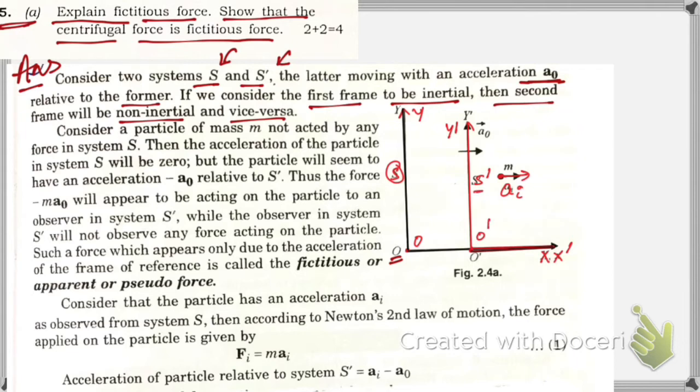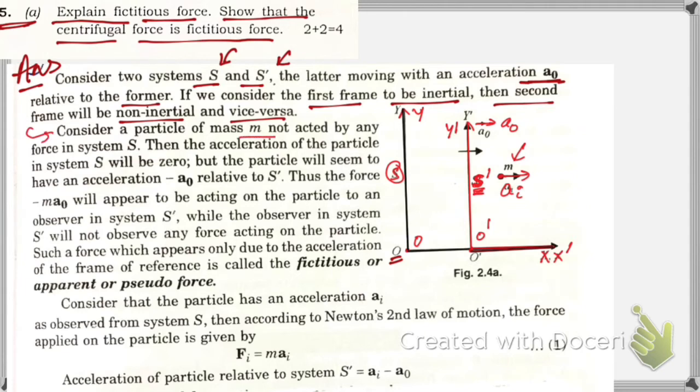Here we have considered the ith particle of mass m moving with acceleration ai, and we have considered the acceleration of this frame to be a0, right? This S dash frame is undergoing a motion with acceleration a0. We have considered it that way. So hope you have understood.